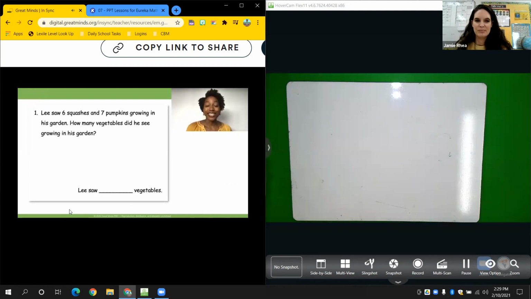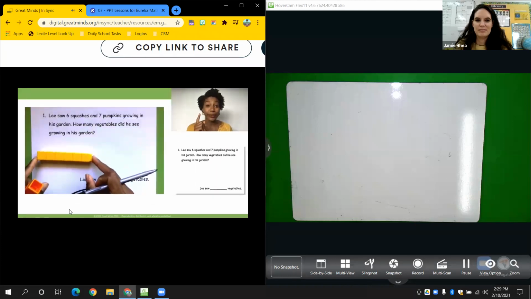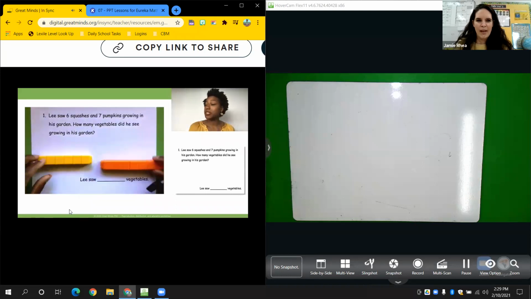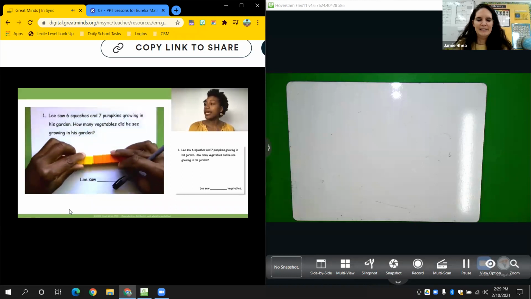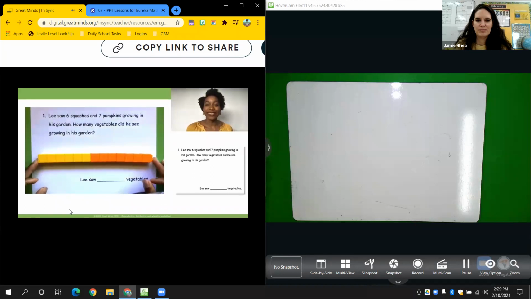Lee saw 6 squashes and 7 pumpkins growing in his garden. How many vegetables do you see growing in his garden? I'm going to model this with cubes. I'm going to put 6 cubes out to show the squashes and 7 cubes out for the pumpkins.